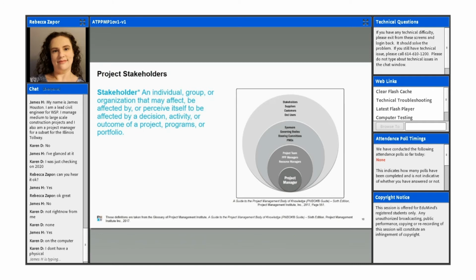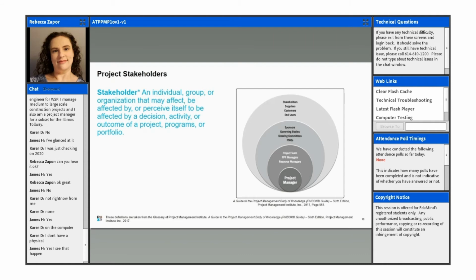This figure here that's on the slide, this is figure 1-1. Yeah, James, I bet, especially in construction, I would imagine that would be something that would happen.